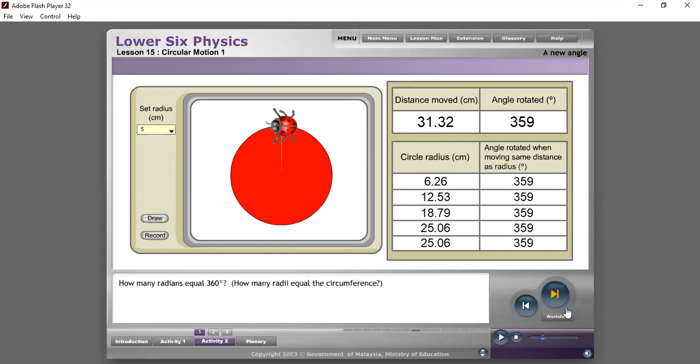How many radians equal 360 degrees? Or how many radii equal the circumference? So one circle, how many? So there is 2 pi. 2 pi.